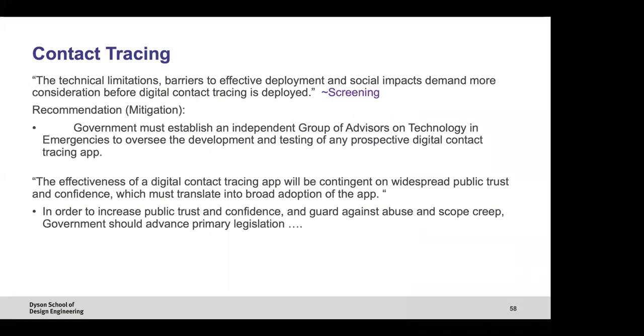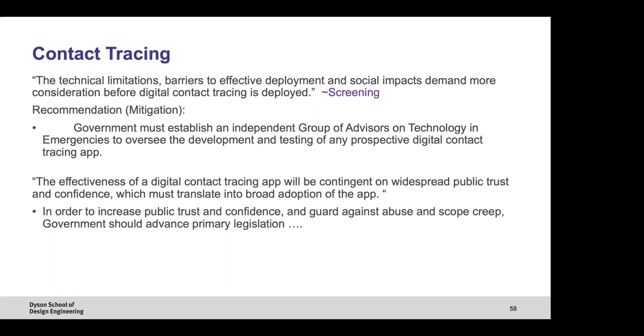So just to give you a little bit more detail. In the report, they say for contact tracing, the technical limitations, barriers to effective deployment and social impact demand more consideration before digital contact tracing is deployed. This is particularly important because the media and government sometimes are pushing for these technologies, but according to these experts, there is not enough evidence about effectiveness. We need to take this into account.